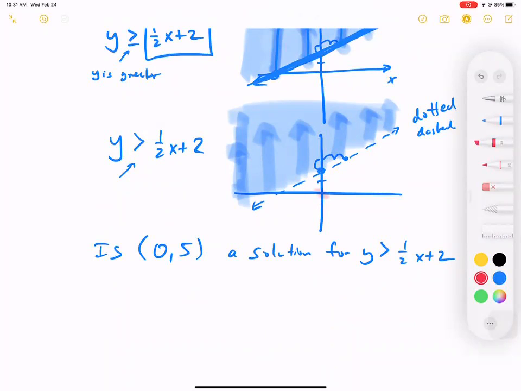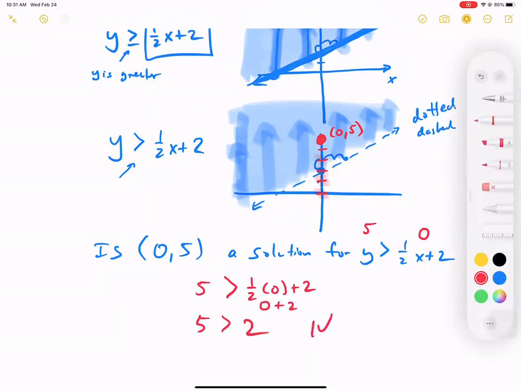(0, 5): 0, 1, 2, 3, 4, 5. Let me use a different pen here. 0, 1, 2, 3, 4, 5. Is (0, 5) a solution? Is this in my shaded region? And it is. So what that means is that if I plugged 0 and 5 into the problem, this would be a true statement. Is 5 greater than 1/2 times 0 plus 2? 5 is greater than 0 plus 2. 5 is greater than 2? Yes. It turns out all the points in the shaded region would make this a true statement.